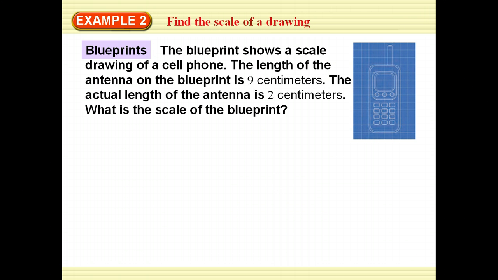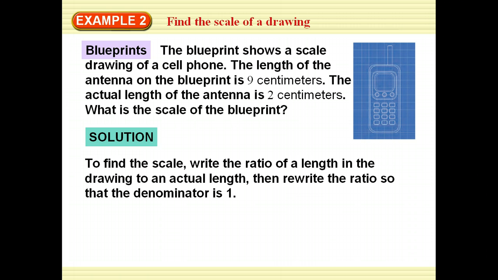The blueprint shows a scale drawing of a cell phone. The length of the antenna on the blueprint is 9 centimeters and the actual length is 2 centimeters. What is the scale of the blueprint? Well, blueprints have scales, maps have scales, and generally what they do is they write it as a proportion and then they actually reduce it so the denominator is 1.